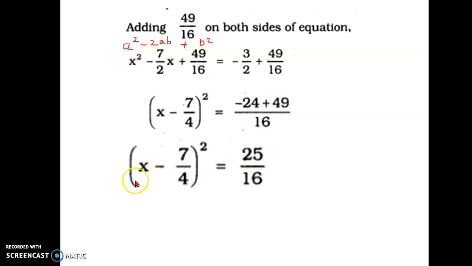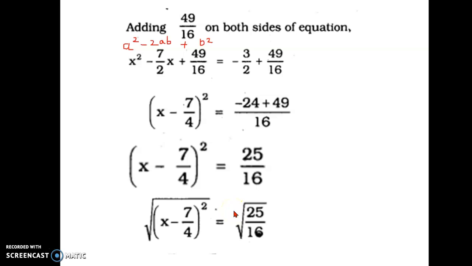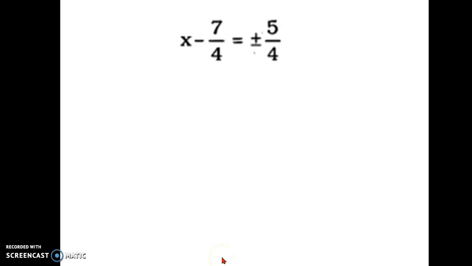Okay, so here it is in square. In order to remove the square, we are going to take the square root on both sides. So what will happen? The square root and the square will get cancelled, and here you are having the root. If you see here, it is 25 by 16. So the square root of 25 is 5, and the square root of 16 is 4.